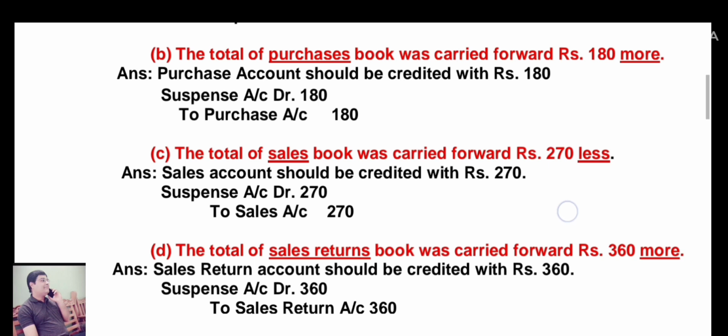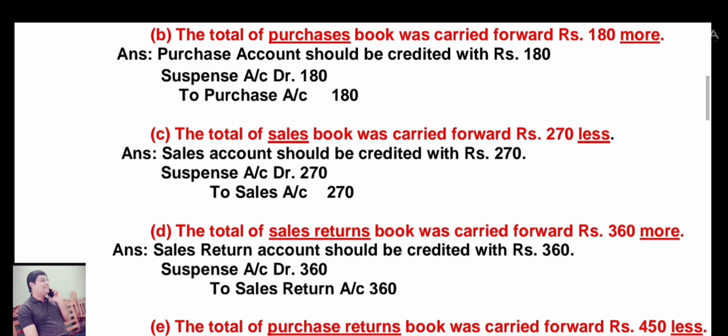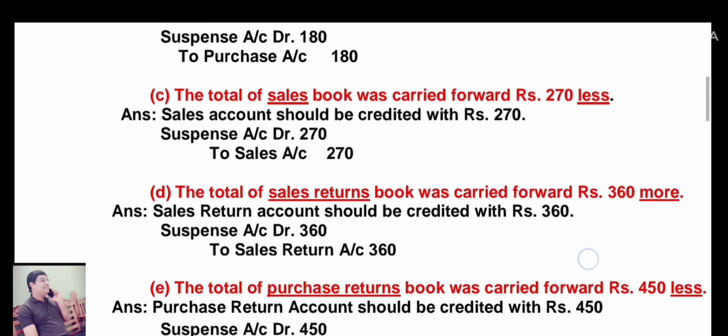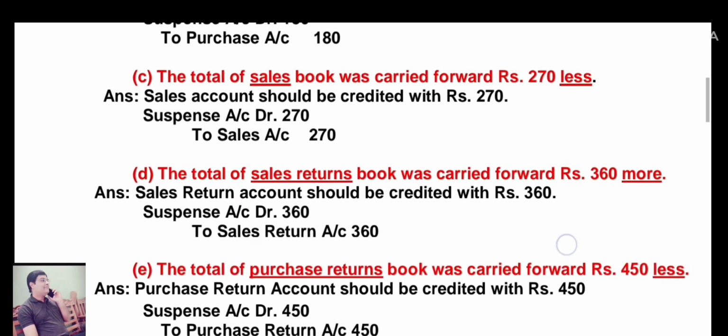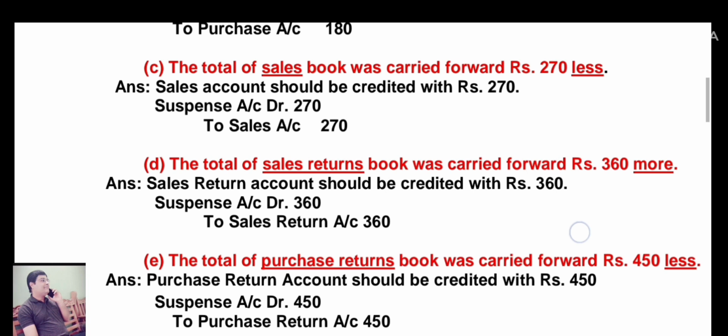Next one. The total of sales book was carried forward rupees 270 less. Less means under cost. So original entry. Sales is a credit balance. So simple. Sales account should be credited with rupees 270. If they ask rectify entry, you can write suspense account debit to sales account.